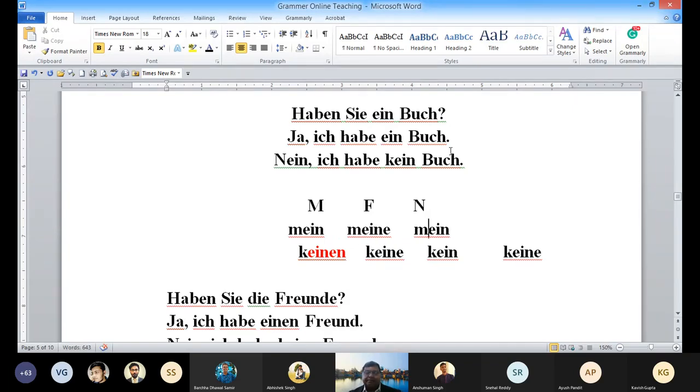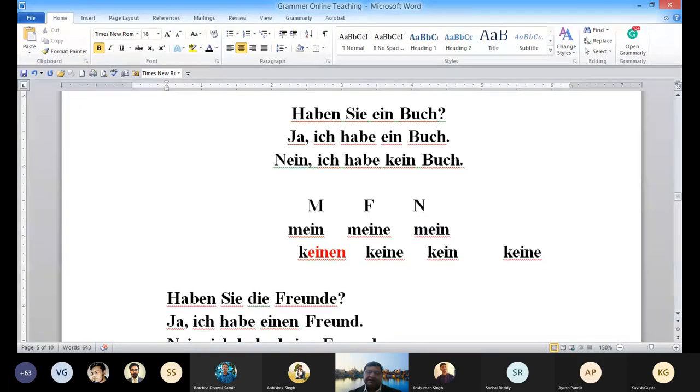The pattern is the same. So I am using the possessive pronoun now. So mein means my, meine means also my, and this third one is also my, all the three, but for different genders. This mein is for masculine, meine for feminine, and again mein for neuter. So if somebody wants to say my brother, mein Bruder. Somebody says my sister, meine Schwester, because sister is a feminine noun, then it should be meine Schwester. And then mein Buch, my book, mein Haus, my house, neuter gender.